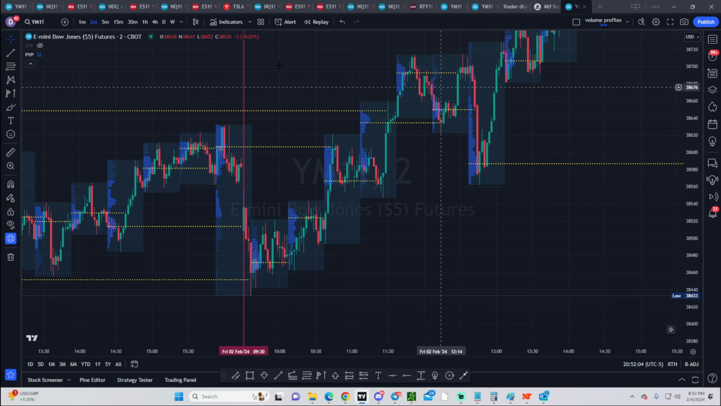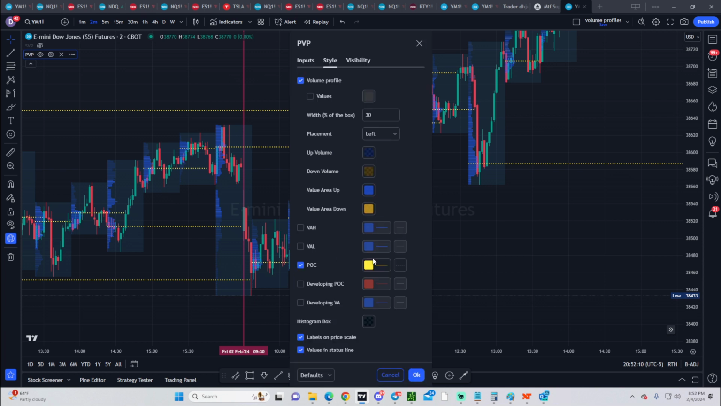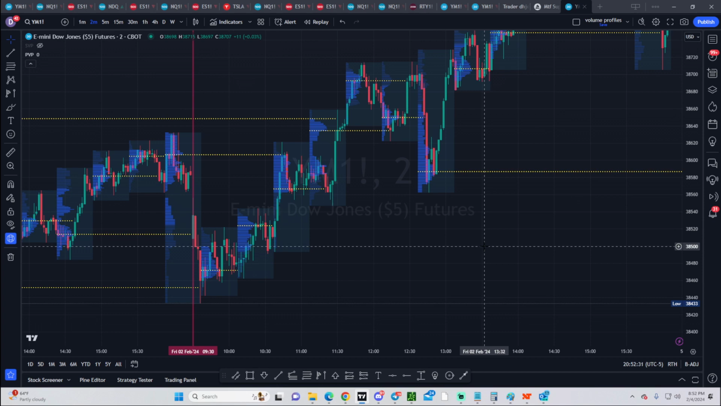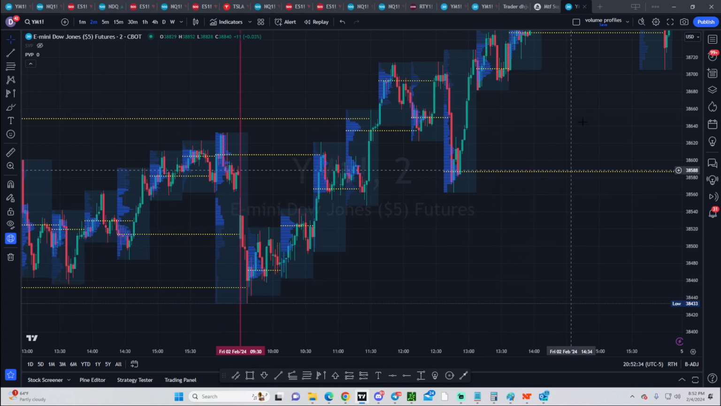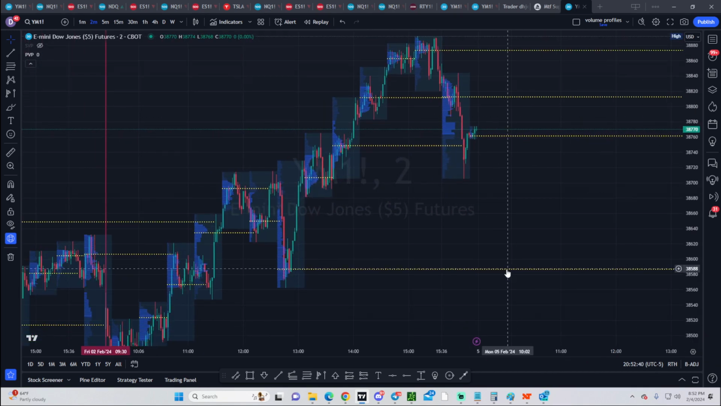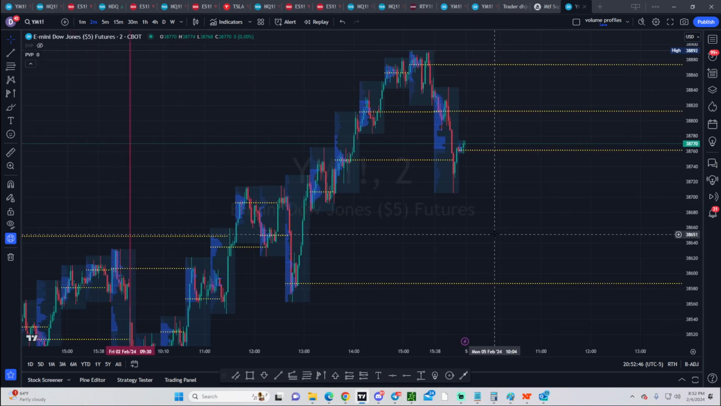As you can see, I have the chart set up for each and every one of these POCs to be extended, and you can change whatever color you want. I do not need the value areas to be extended. I just want the POCs. You can change it if you want. It's your preference, but for me, I just want to see the 30-minute profiles with each individual POC. If the POC has not been touched, it means that it hasn't been tested. I like the line to be extended because it's going to give me a point of reference for the future.